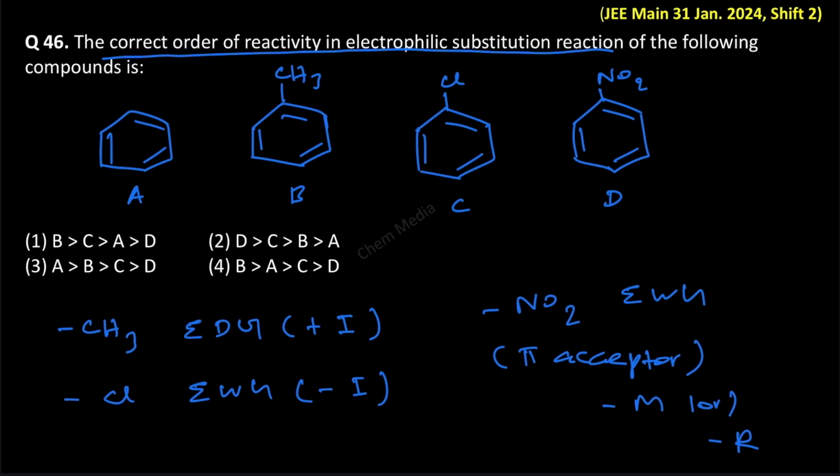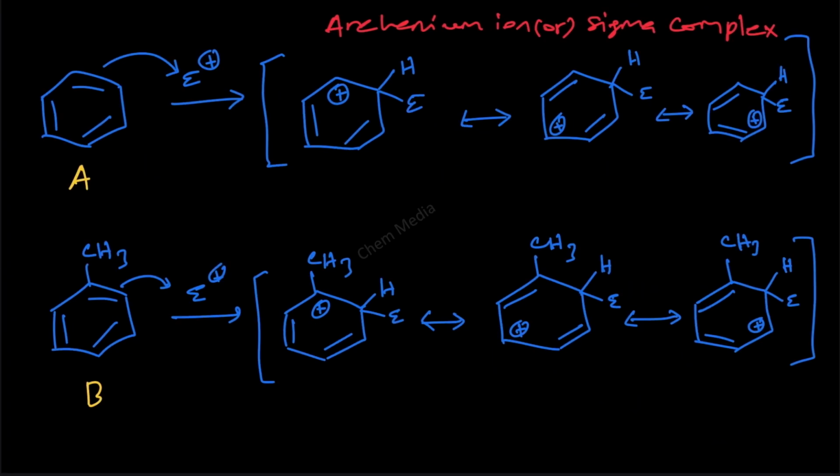For this question, we need to think about the stability of the arrhenium complex or the sigma complex during electrophilic aromatic substitution. That's the main thing. So let us look at the resonance structures. If A undergoes electrophilic aromatic substitution, then these are the arrhenium ions we will have. But while B undergoing electrophilic aromatic substitution, we will have positive inductive effect that would stabilize the carbocation, because this is the rate determining step, isn't it?